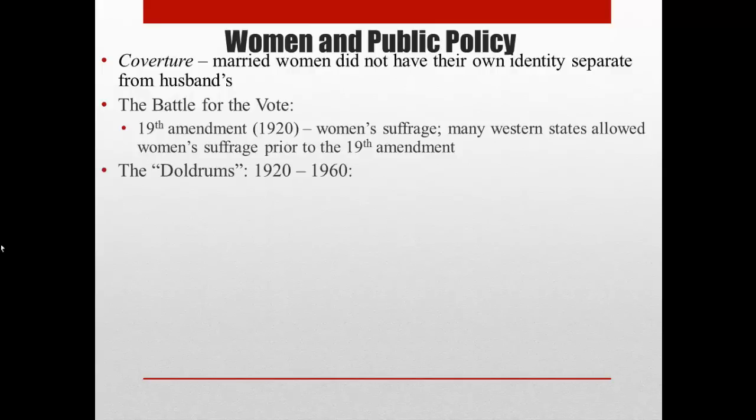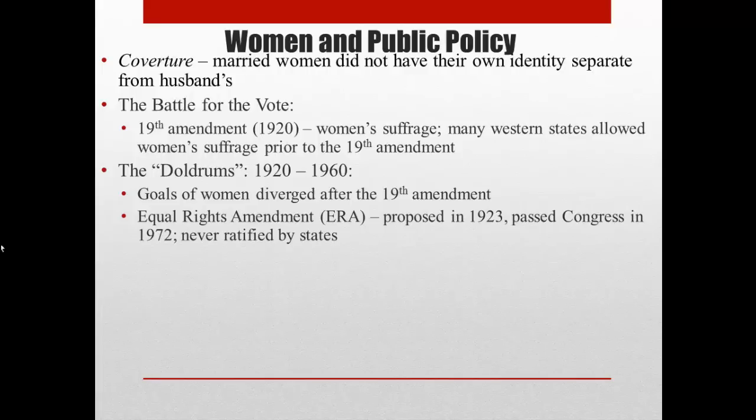The doldrums, so we're talking about the 1920s to 1960s: the goals of women diverged after the 19th Amendment. We see this women's movement kind of split up into different goals. The Equal Rights Amendment, proposed in 1923, was passed by Congress in 1972, but it was never ratified by the states.